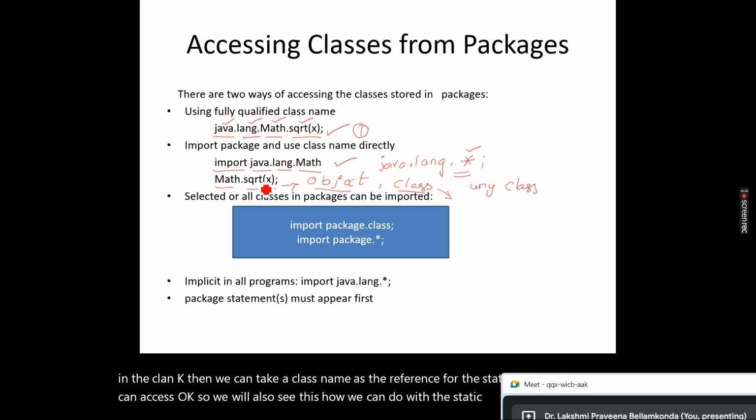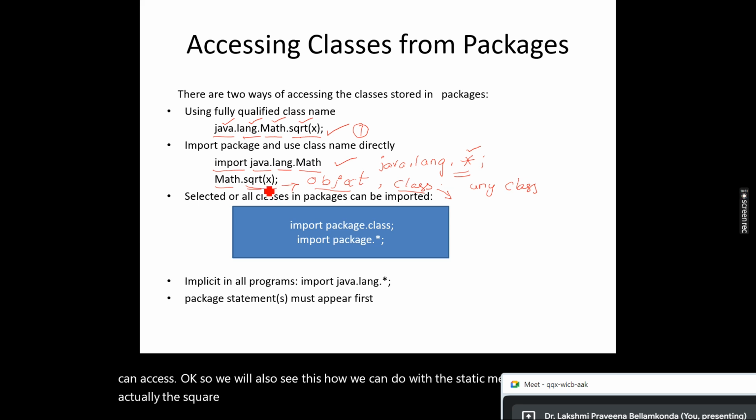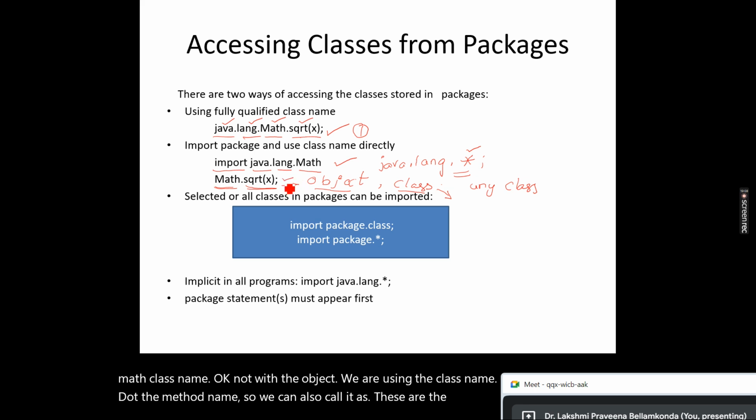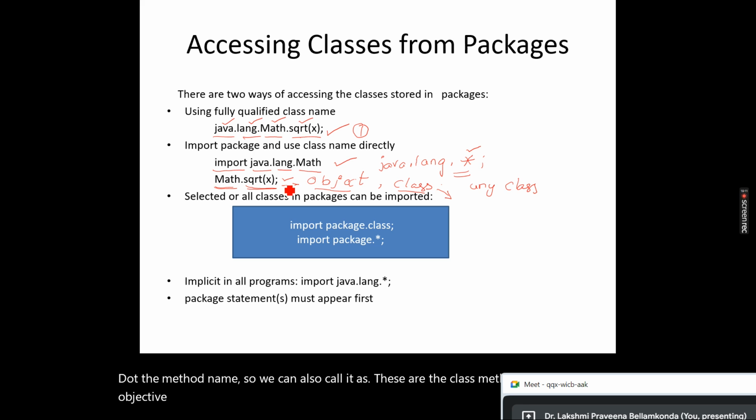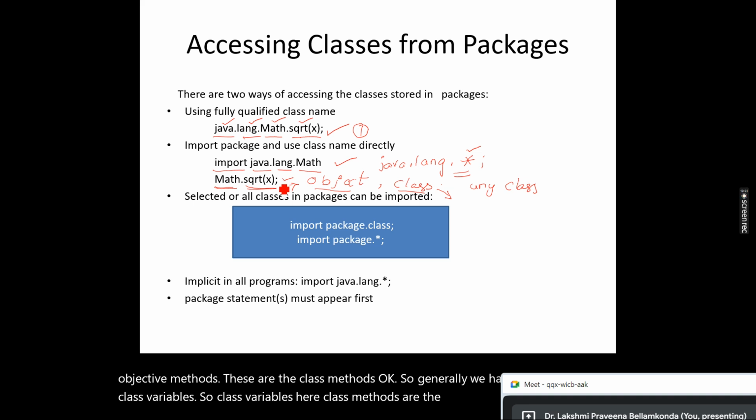Here, the square root is a static method, so we are accessing it with the help of the Math class name, not with an object. We use the class name directly, dot the method name. We can also call these class methods, not object methods. Generally we have instance variables and class variables. Class variables or class methods have only a single copy, and instance variables or instance methods will have multiple copies.